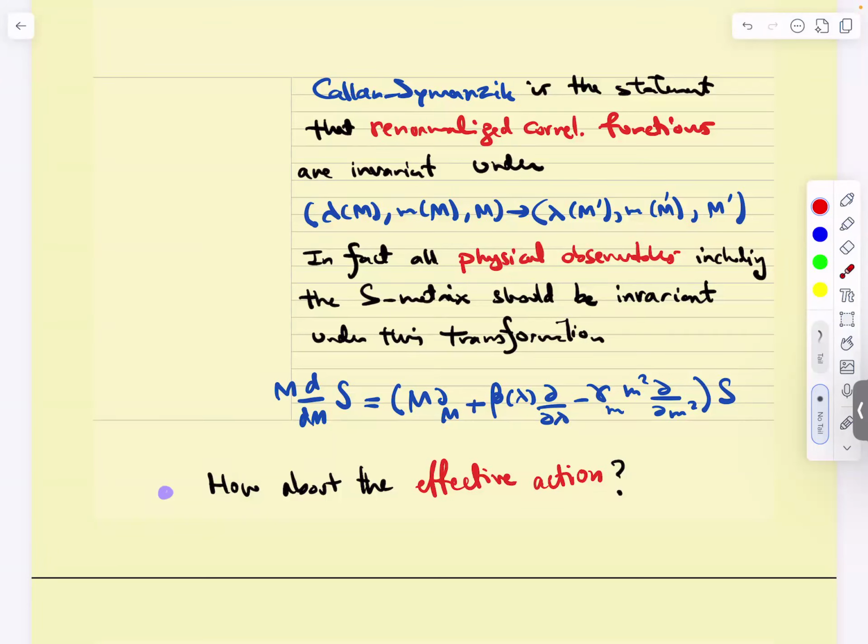How about the effective action? So this I leave for you guys to think about. The effective action, something you could observe. Is there Callan-Symanzik, or is there some sort of flow equation for the effective action? You probably know the answer to it, but any guesses?